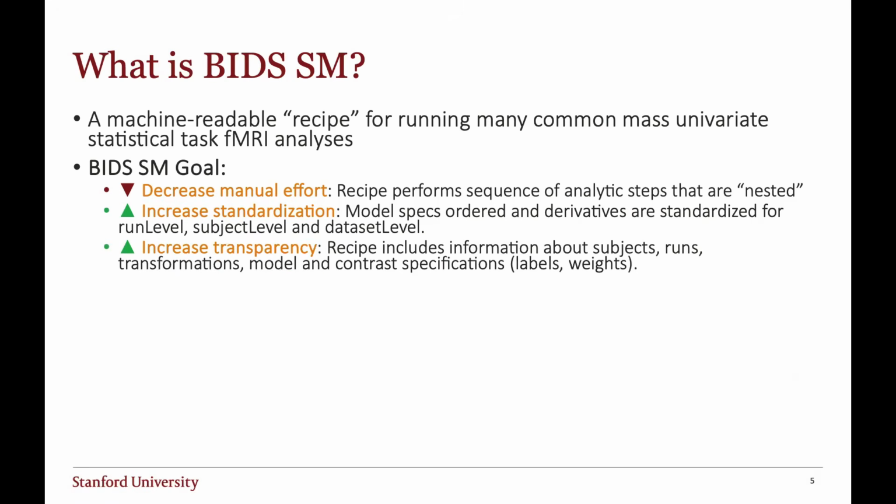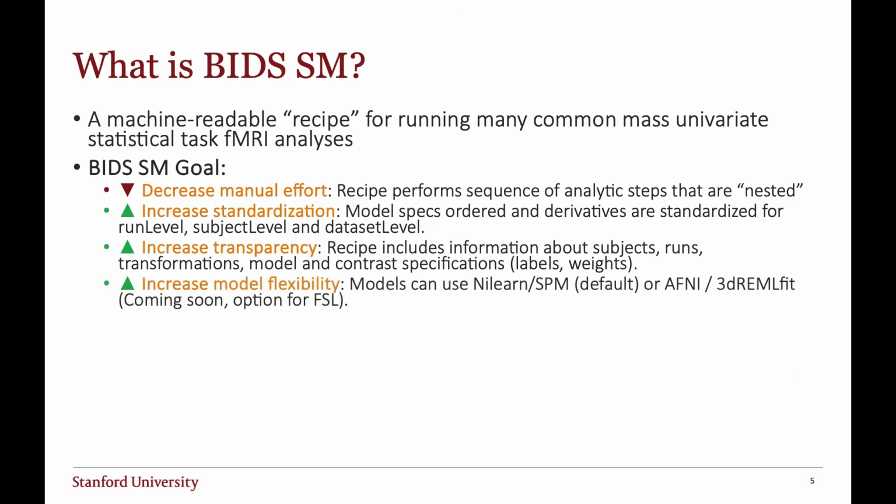And also it's to increase transparency, because currently it's kind of hard to know what people ran, but these recipes include information about the subjects, the runs that are listed, what transformations, meaning manipulations of the variables being input to the model, and then what models are fit, so what your GLM is running, and your contrast specifications, particularly labels and weights. Oftentimes papers use ellipses, and so you're kind of guessing: I think I understand what they did, but sometimes it's different.